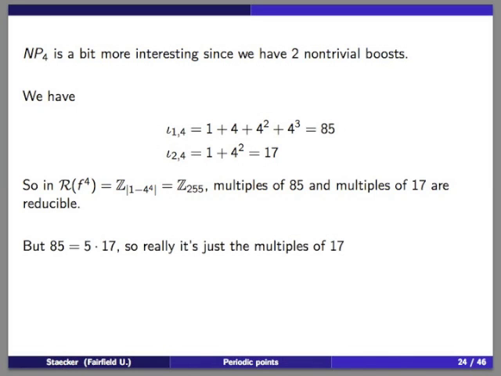Actually, 85 is a multiple of 17, so really it's just the multiples of 17 that are reducible, and 255 is 15 times 17. So we have 15 reducible classes.